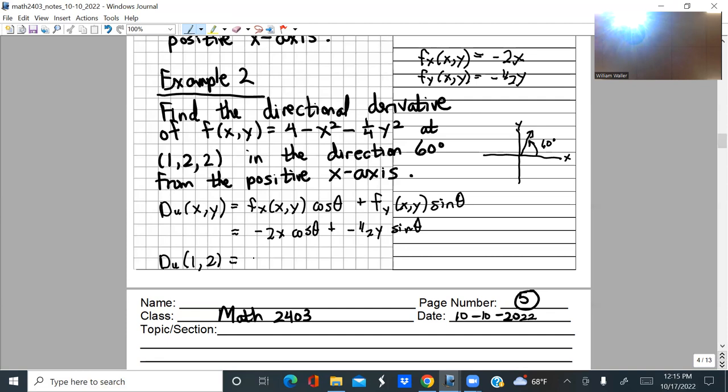So let's start plugging things in. I have minus 2 times 1 times, well, what's the cosine of 60 degrees? Do we remember? Is that 1/2? So plug a 1/2 in there. And then minus 1/2 times 2, times the sine of 60 degrees, which is, what's that, square root of 3 over 2? Don't let me make a mistake here, or we'll live to regret it. So what is this, minus 1? And how much is all of this?